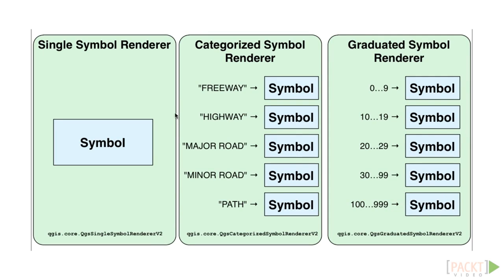The next type of renderer we have, the categorized symbol renderer, can assign specific symbols to specific attribute values. You can imagine how this could be useful, drawing different roads, for example, in different ways. Now the final type of renderer, the graduated symbol renderer, assigns symbols based on ranges of attribute values.